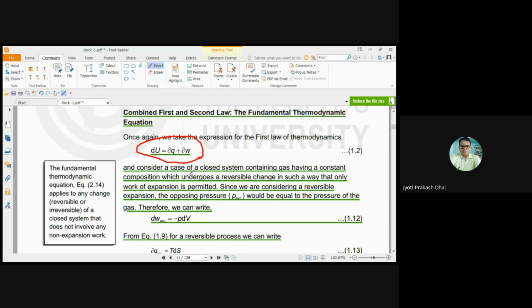After that we will move to the second law. Consider a closed system containing gas having constant composition, which undergoes a reversible change in such a way that only work of expansion is permitted. That means we have taken the condition of work of expansion only. Since we are considering a reversible expansion, the opposing force would be equal to the pressure of the gas.